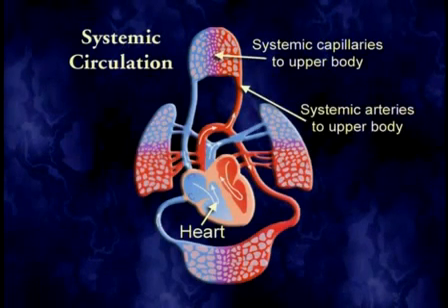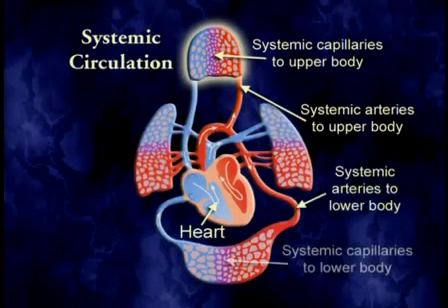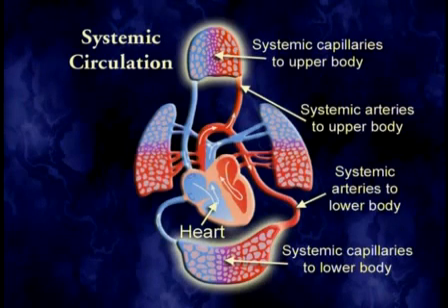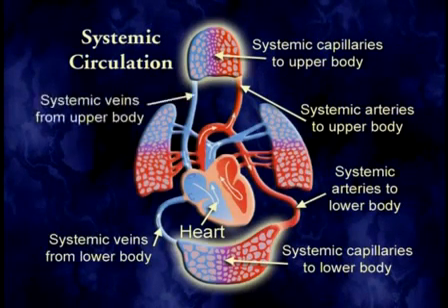This shows schematically the brain, and down in the rest of the body, which would include the organs of the chest, the abdomen, the extremities, the muscles. That's the systemic circulation. Blood returns to the heart through veins to be pumped out again.